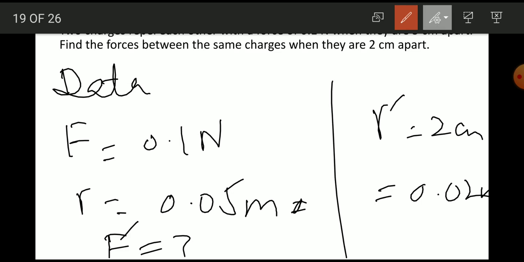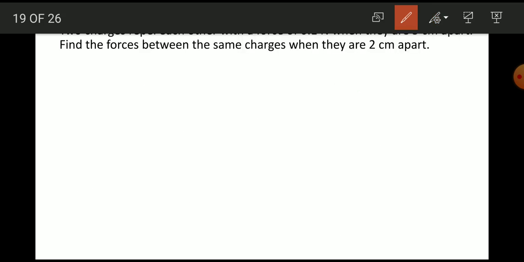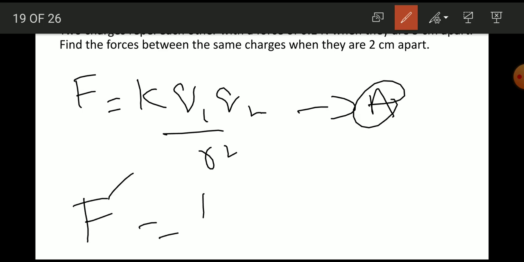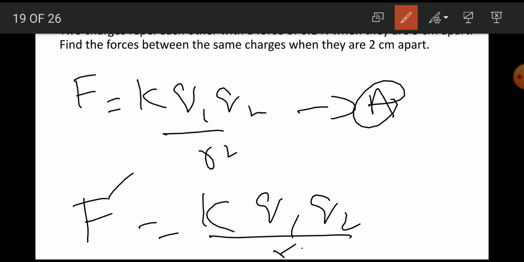So the formula for this is F is equal to K Q1 Q2 divided by R squared, equation A. And equation B is F prime is equal to K Q1 Q2 divided by R prime squared. I will write it again.